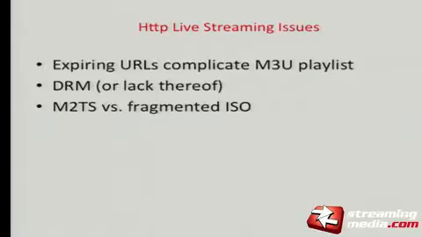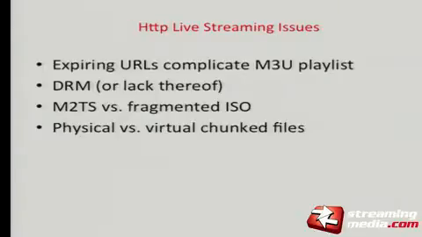It was using MPEG-2 transport stream. We had just done all this great work on fragmented ISO. They have physical versus virtual chunk files. What I mean is, in our adaptive streaming, we have a single file, and we have an index, and that's virtual chunks. So the client simply does range requests wherever it needs to go to get the bytes. The original HLS spec, you had to break your file into physical chunks.